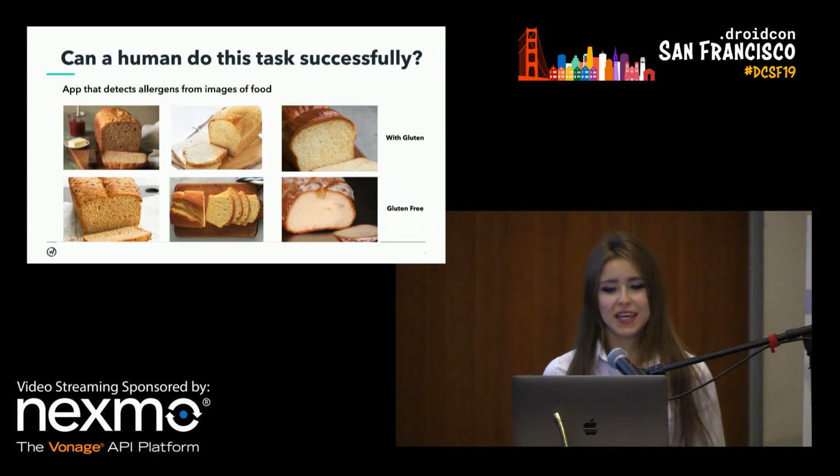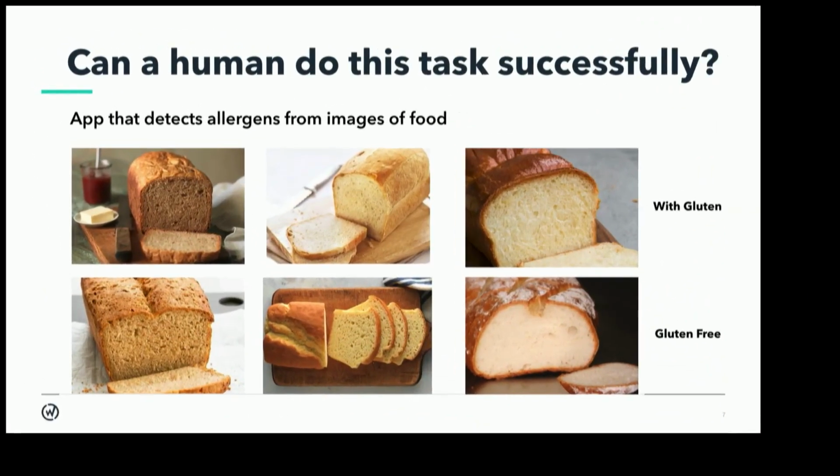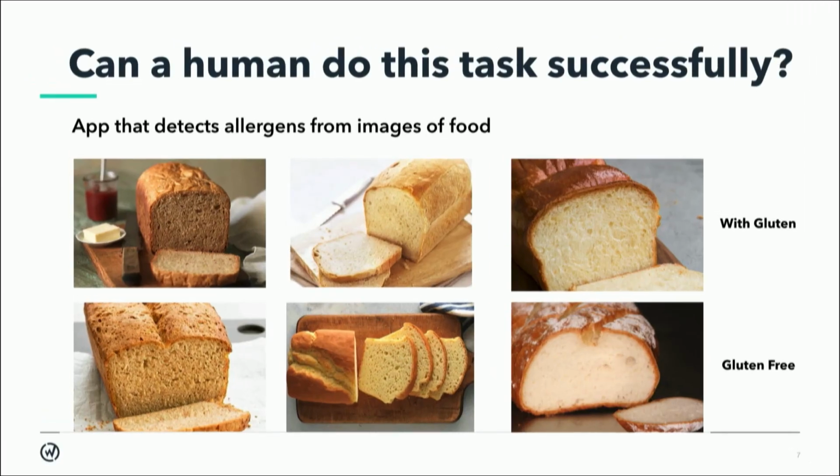Another good question to ask is, can a human do this successfully? So say, for example, you want to create an app that detects allergens from images of food, like, say you're allergic to gluten. And I'm not sure that this app could actually be successful because on the top row here, we have images of bread with gluten. And on the bottom row, we have images of gluten-free bread. And so if you just point the camera at this bread, can you really tell the difference between them? Because I know I can't just by looking at them, but maybe you can, but then you must be really special.